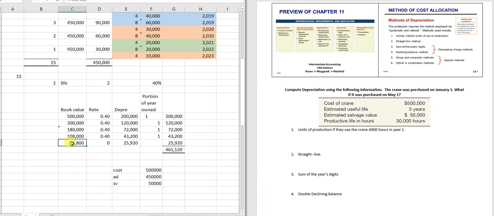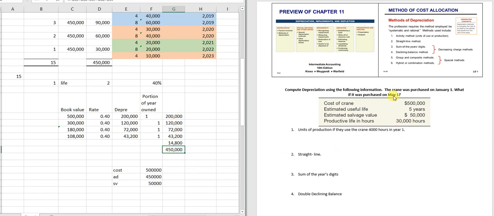So what happens in the last year? I don't do that. I just plug the number. So notice I've got 35,200. So if I take 14,800 in the last year, I get my accumulated up to 450. All right, so year one, 200,000, year two, 120,000, etc.